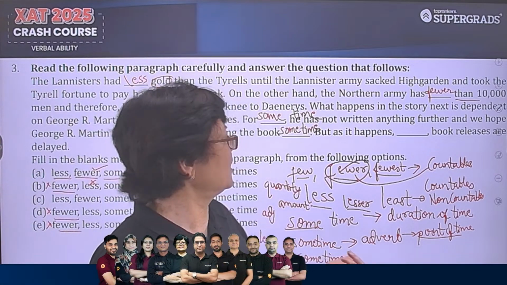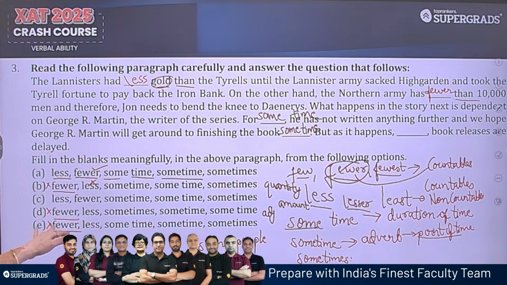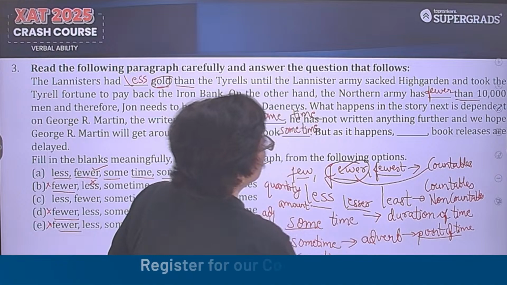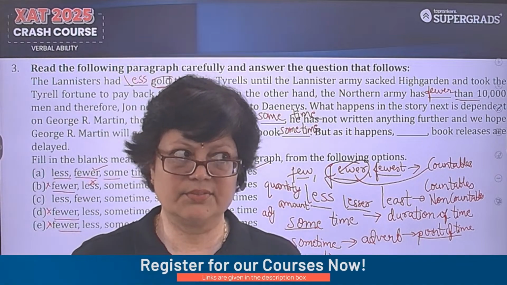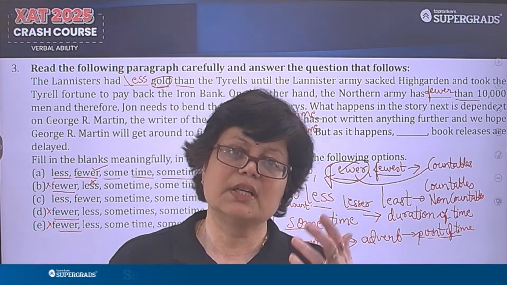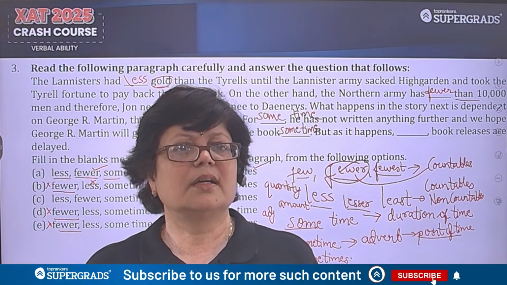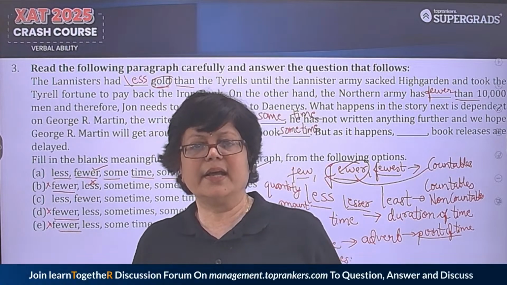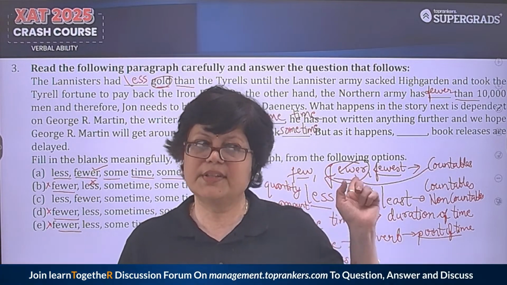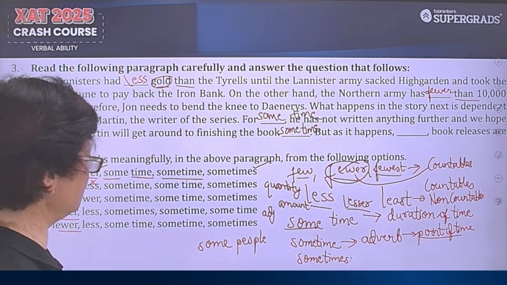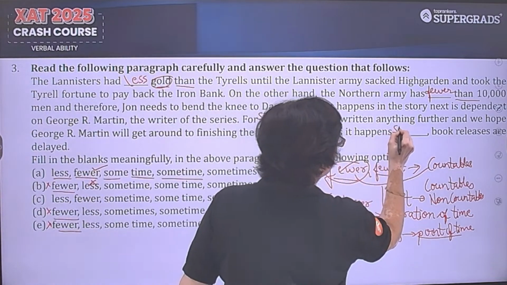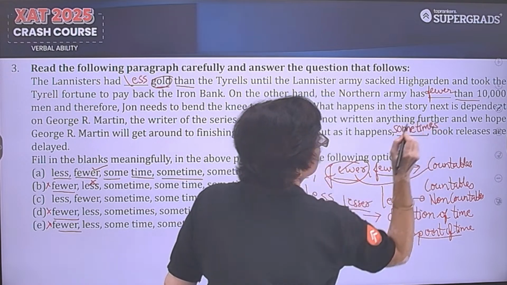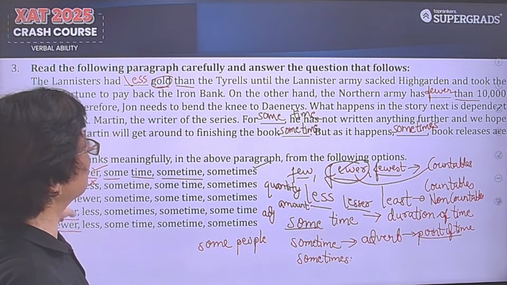ऐसा कभी कभी होता है, book releases are delayed. Sometimes this one, what does it tell you? It tells you about an adverb. Sometimes is an adverb of time. For example, you use frequently, every day, always, never. So in this way, this is an adverb, sometimes. So here, this will easily fit in. Sometimes book releases are delayed.